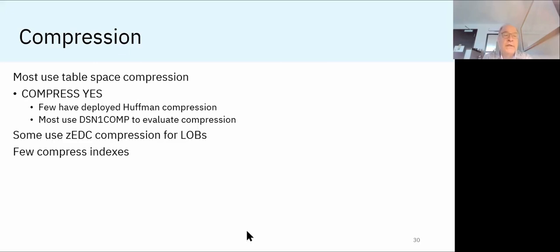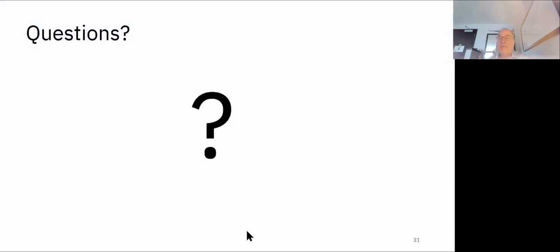Some customers are using zEDC compression for DB2 resources, in this case LOBs. A lot of customers are using zEDC for non-DB2 resources. And then very few of the shops that we work with are compressing indexes. Right? Index compression is software compression. It doesn't take advantage of on-chip compression efficiencies that table space compression does. And it requires that the index buffer pools be larger than 4K. And primarily, this is about disk savings. It's not about performance because the indexes are decompressed in the buffer pools. So those are the things that we look at.